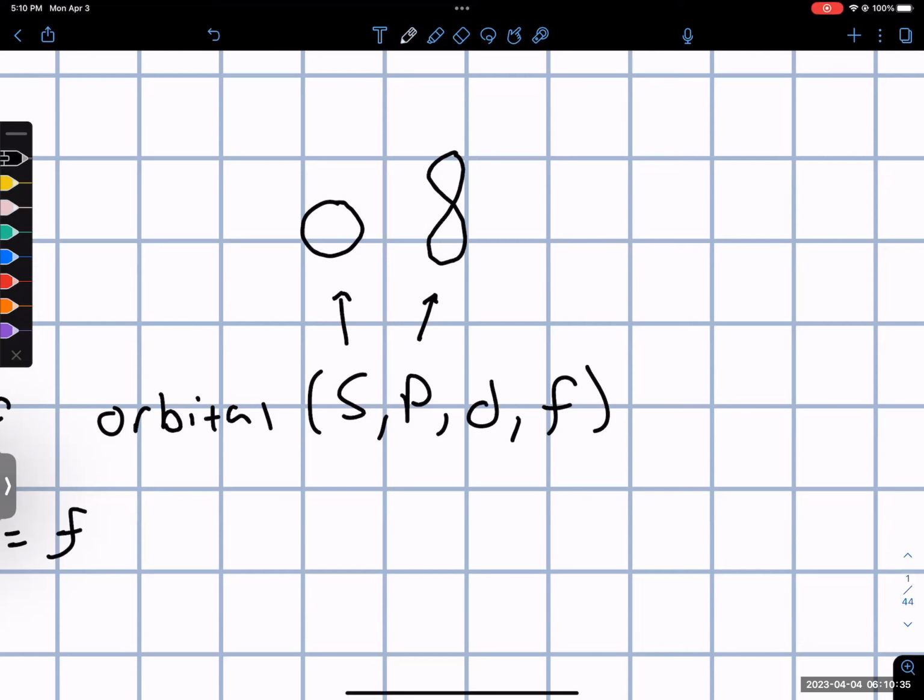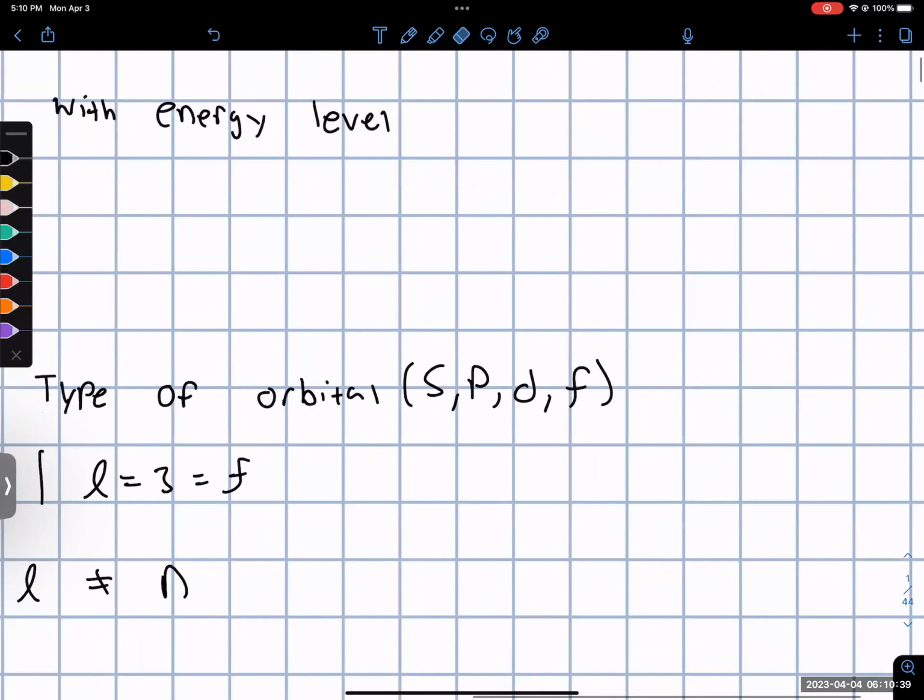Anyways, we'll get into what these orbitals mean. Orbitals are just where electrons are found. Interesting.